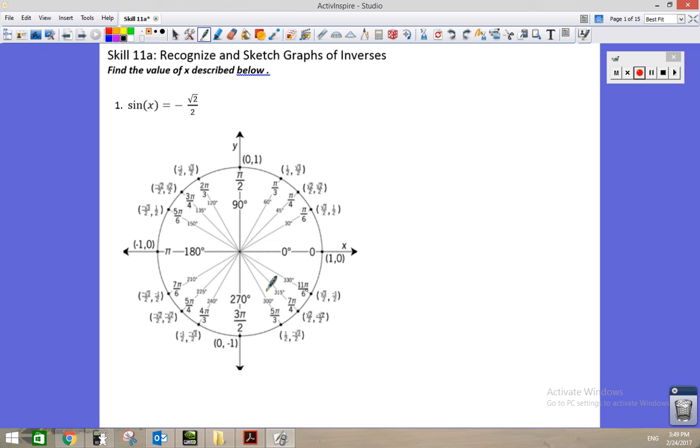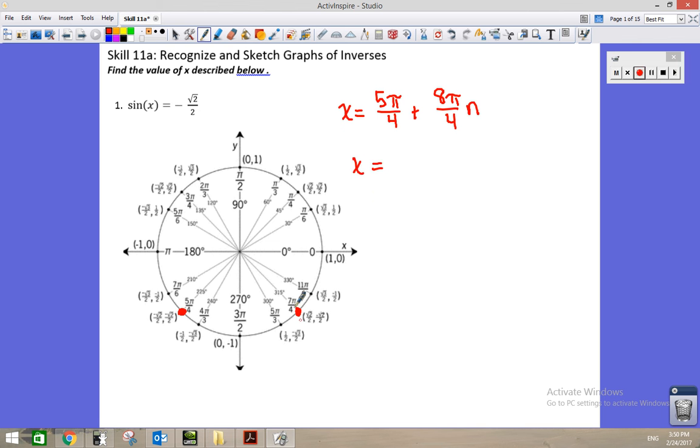Negative y values are down here in quadrants 3 and 4. This point has a y-coordinate of negative radical 2 over 2, and this point has a y-coordinate of negative radical 2 over 2. So the solutions to this equation, all infinitely many of them, are too many to list, but I can write that as 5 pi over 4 plus my coterminal angles. If I do a complete revolution in either direction, I'll end up back at that point, and the sine of that angle will equal negative radical 2 over 2.